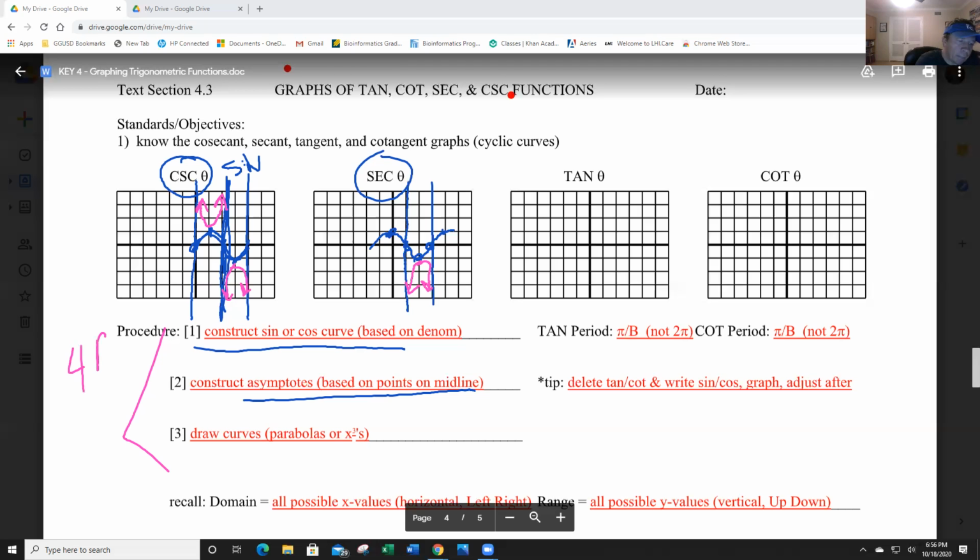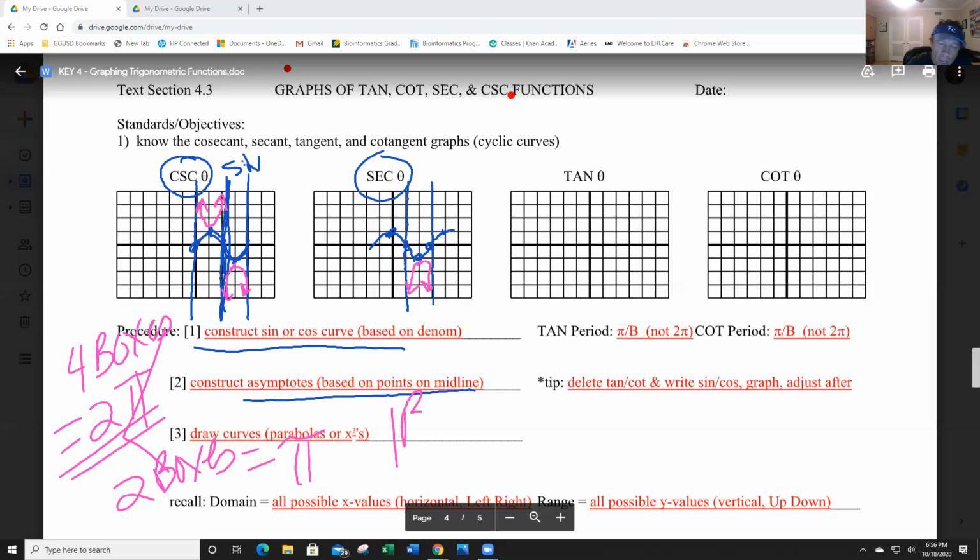Okay, couple reminders, very important. In my system, 4 boxes equals 2 pi. Therefore, 2 boxes, and you might want to write this down somewhere on the side, 2 boxes equals pi, and 1 box equals pi over 2. I would write that down somewhere. Maybe you put it up here. My pen's a little thick, so I can't quite get it in there.